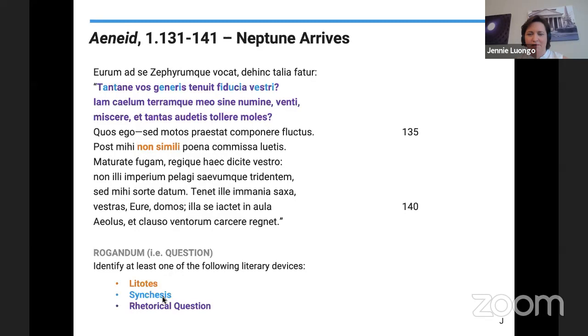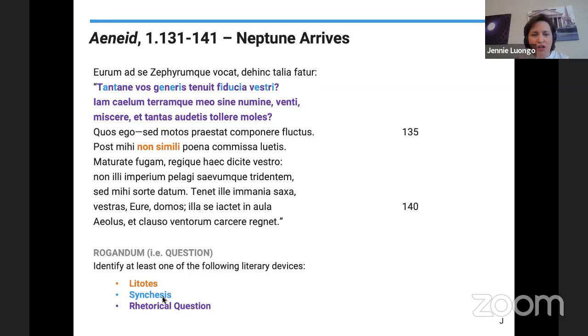So I feel like with this one, they may have already spotted a couple of these. What do you think? I think so, yeah. Okay. So he actually calls Eurus and Zephyrus over to him, and then he says talia, these things. My kids love the word talia because I have a cat named Talia, so they get excited when they see that. Roma, Italia, we call Talia.